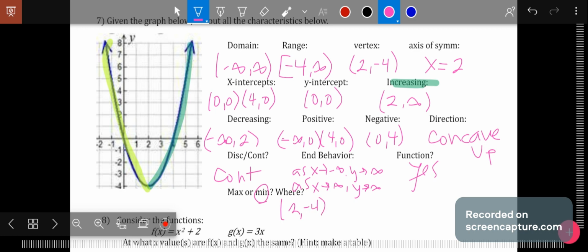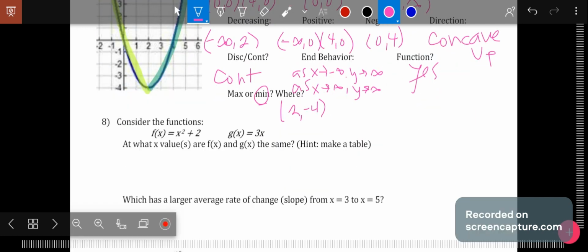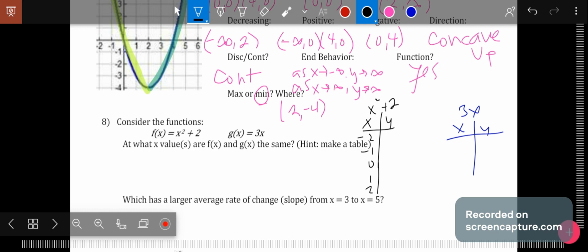Okay. The next question is asking us to compare two functions to each other. So I have a quadratic and I have a linear function, x squared plus 2 and 3x. It's advising us to create two tables to see what's happening. So we'll call x squared plus 2 this first table. And the second table, 3x, we'll make over here. And we're going to look at different values of these things. So let's use -2, -1, 0, 1, and 2 in both tables.